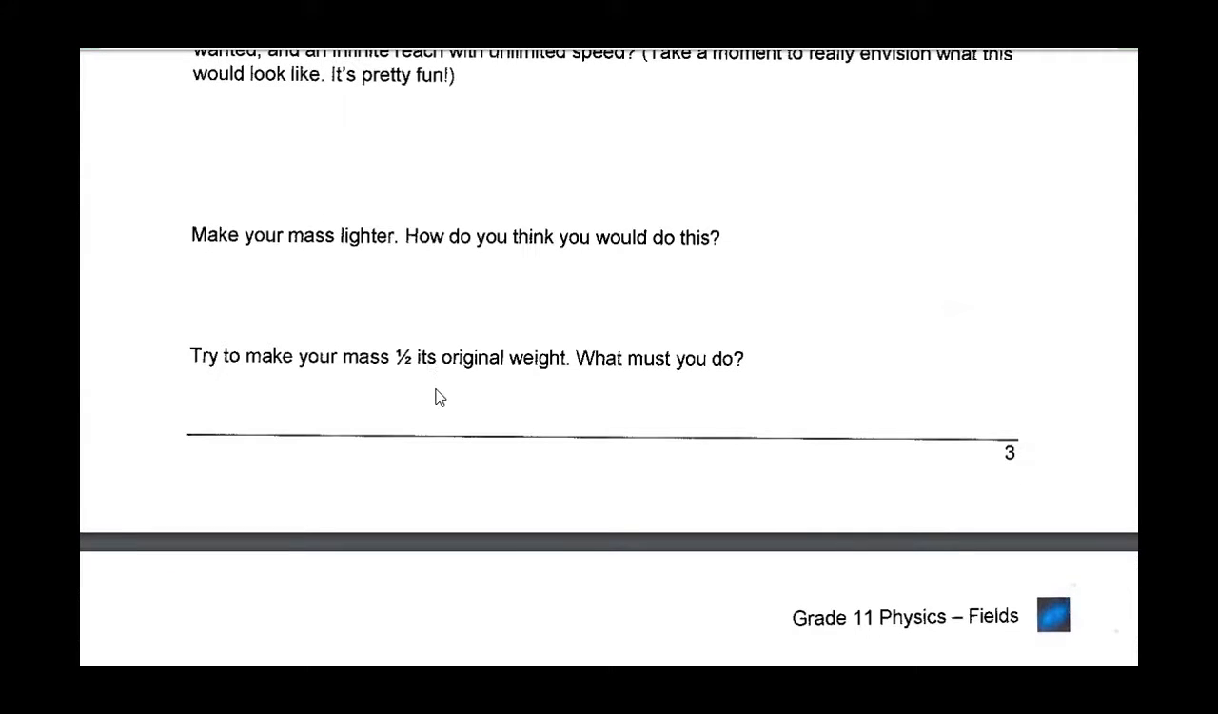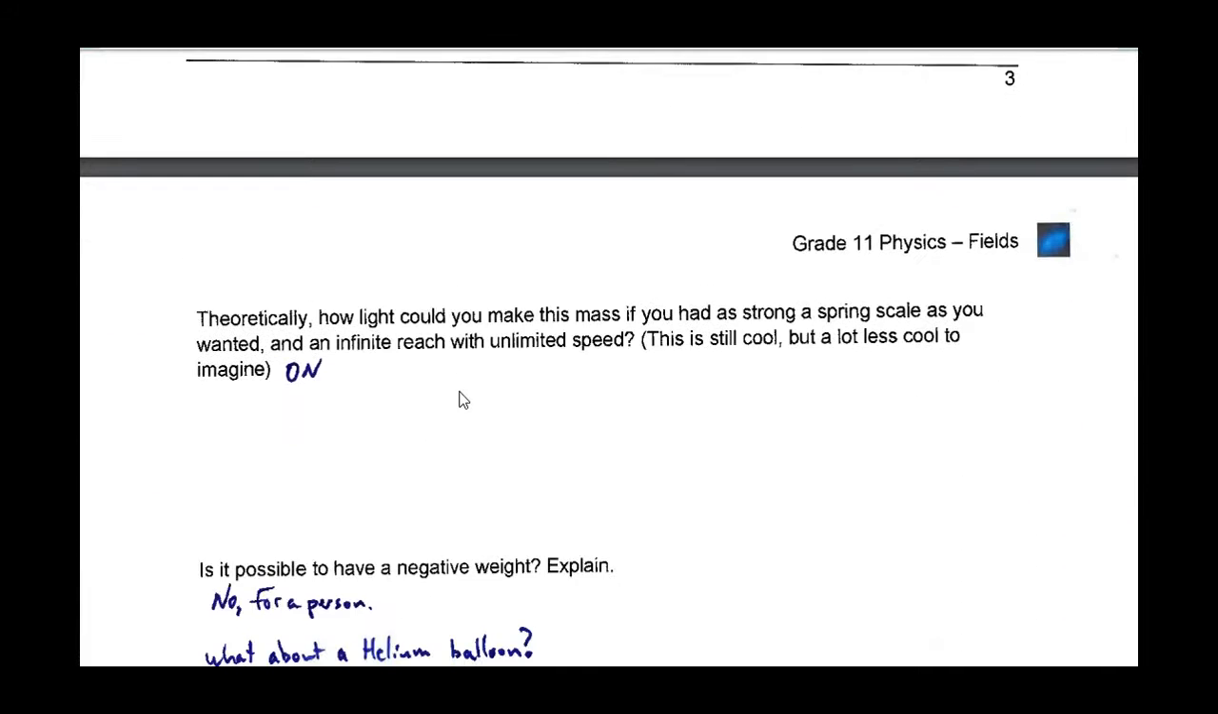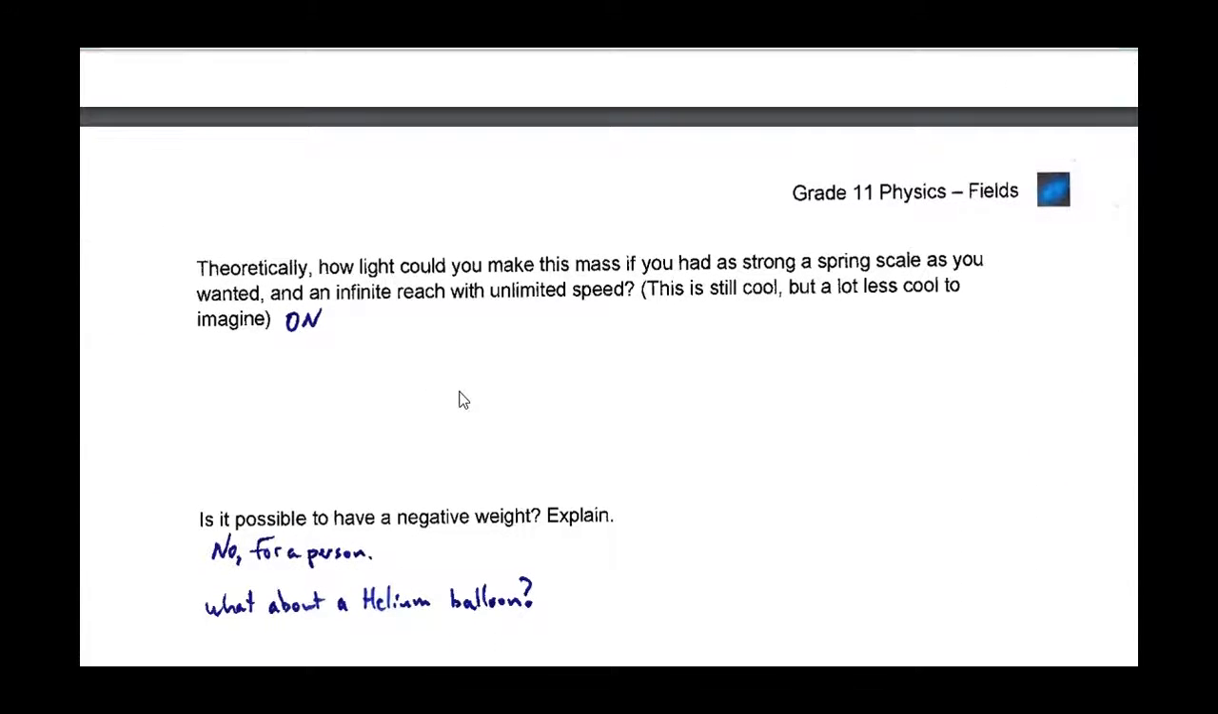Is it possible for you to make it half its original weight? What are you going to have to do in order for that to happen? You might have to lift your scale off of the floor. At some point, obviously, you have some of the answers here too. How light could you actually make it?